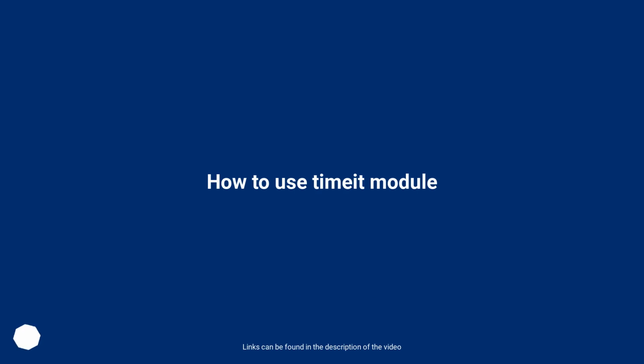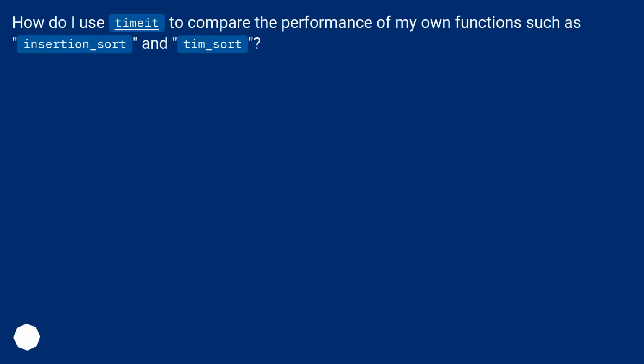How to use the timeit module. How do I use timeit to compare the performance of my own functions such as insertion_sort and tim_sort?